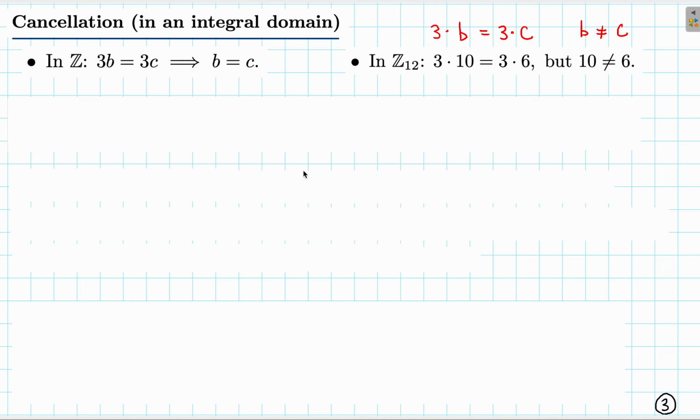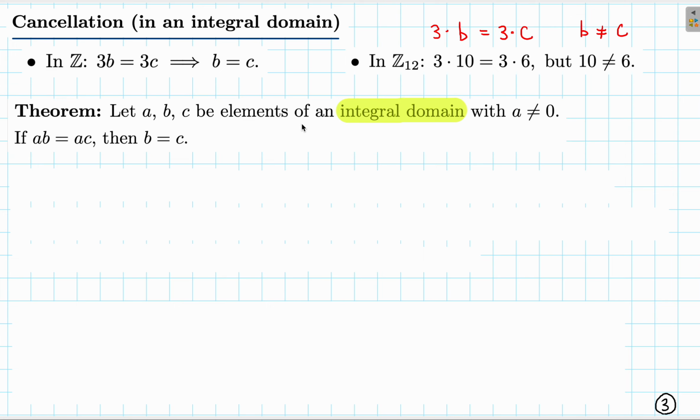Now let's generalize this as a theorem. Let a, b, and c be elements of an integral domain with a not equal to 0. Then the cancellation property states the following. If ab equals ac, then b equals c.